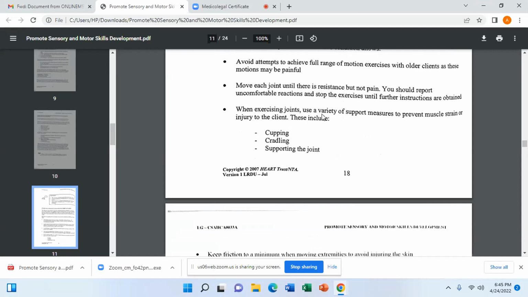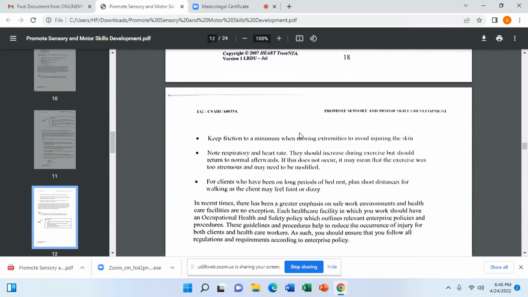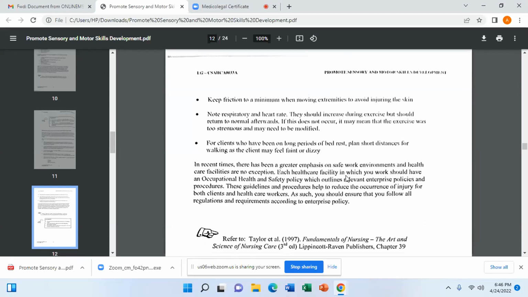And when exercising the joints, use a variety of support measures to prevent muscle tear, such as cupping, cradling, and supporting the joint. It said keep friction to a minimum when moving extremities. And note respiratory and heart rate. If they're increased drastically, then you probably need to stop. Okay, just ensure that it's always within the normal range, the heart rate and the respiratory rate, and not overly exerted.